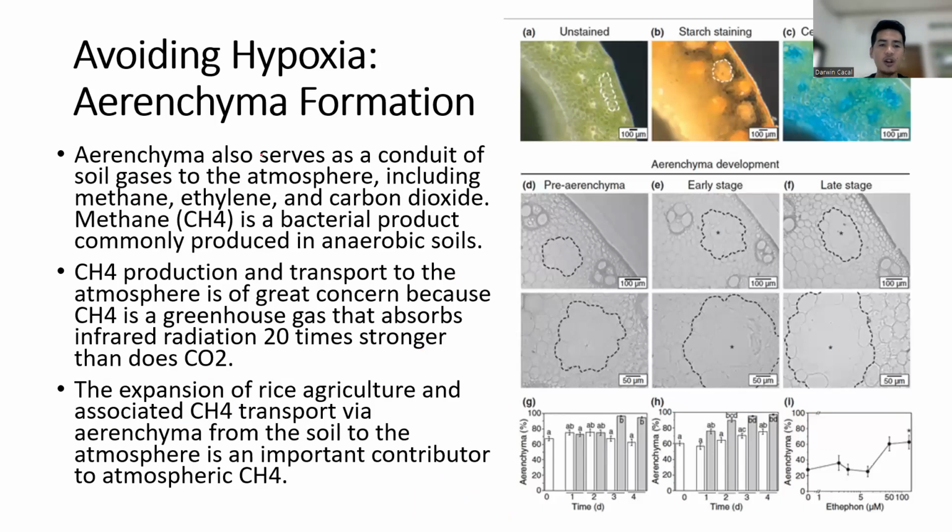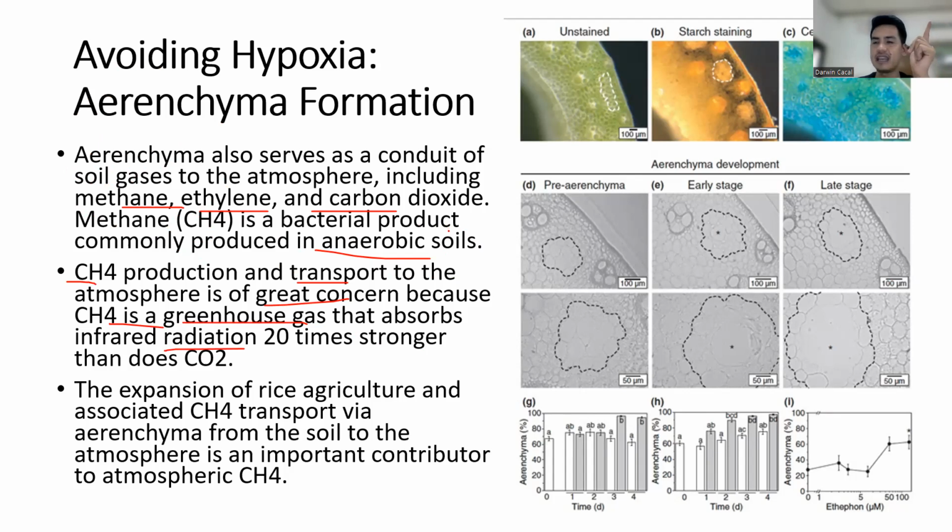So, Aerenchyma also serve as the conduit of soil gases to the atmosphere, including methane, ethylene, and carbon dioxide. So, it's a bacterial product commonly produced in anaerobic soils. So, the methane production and transport to the atmosphere is of great concern because methane is a greenhouse gas that absorbs infrared radiation. So, kapag ang Aerenchyma natin ay nasa anaerobic soil or nasa anaerobic condition siya, mas mataas ang production ng methane.